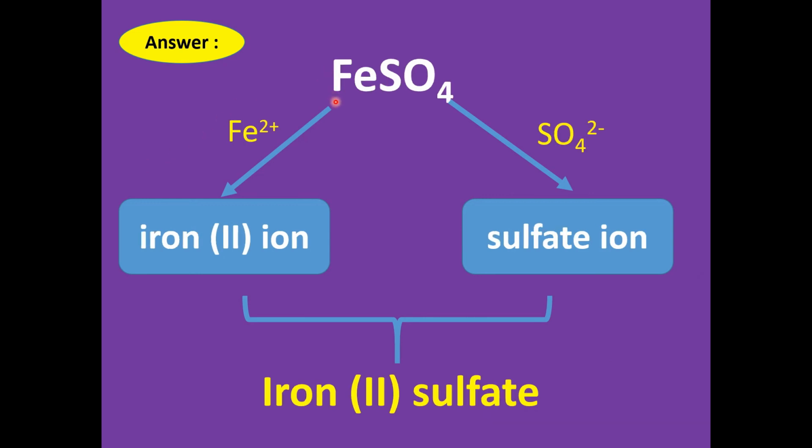Second example, FeSO4. It comes from Fe2+, iron(II) ion, and SO4 2-, sulfate ion. So the name of the salt is iron(II) sulfate.